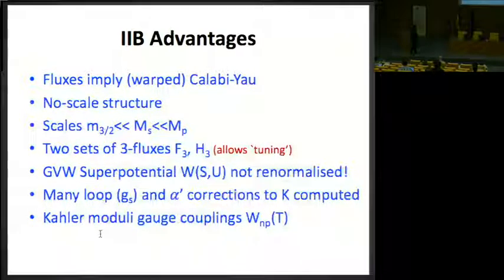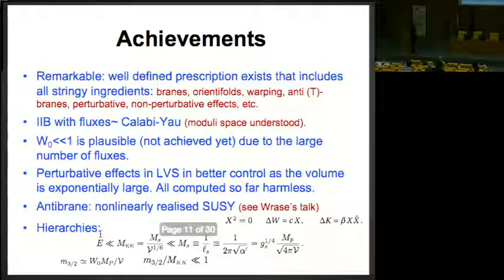And then over the years, several people in the audience and other people have computed the g_s corrections and alpha prime corrections to K, and essentially all the structure I told you before is still holding. That's not trivial. And the Kähler moduli happen to be the couplings in the 7-branes, that's the natural thing to fix with the non-perturbative effects. So several things happen in type IIB that make it ideal to do this work, but nothing, in principle, fundamentally prevents it from being done in the other cases.